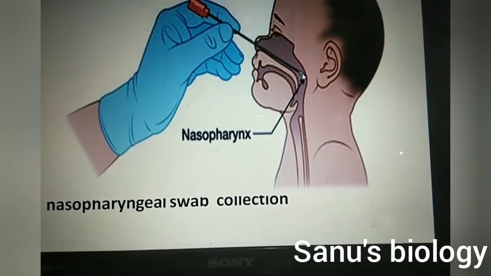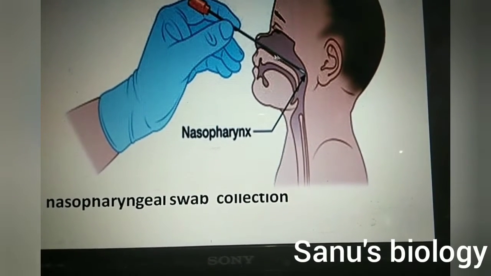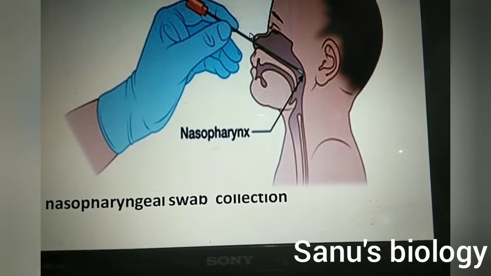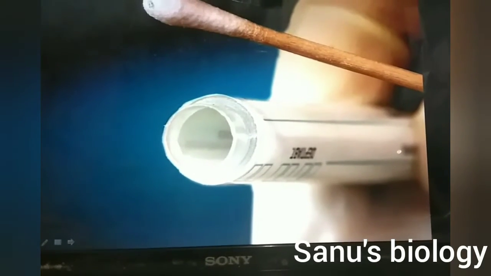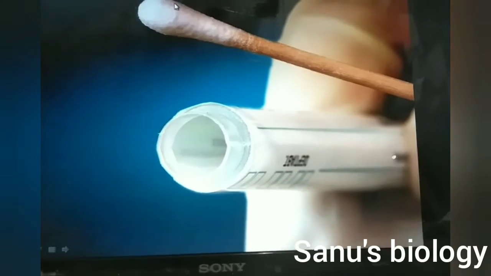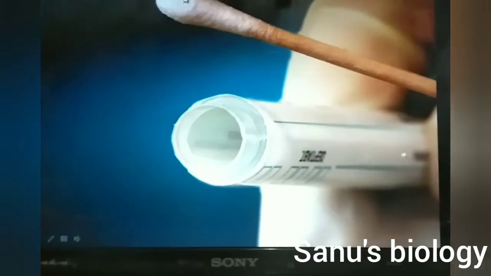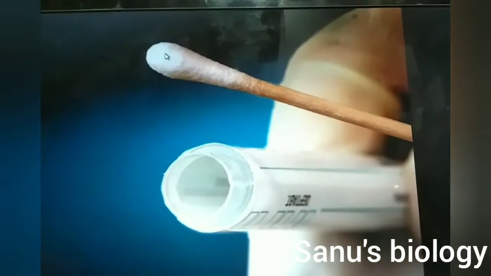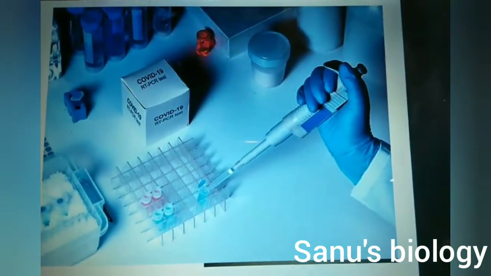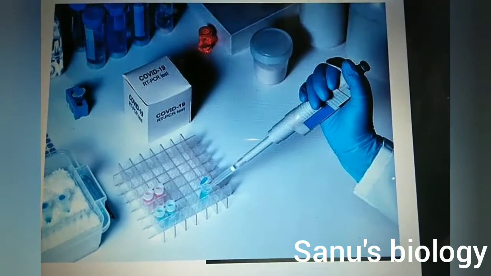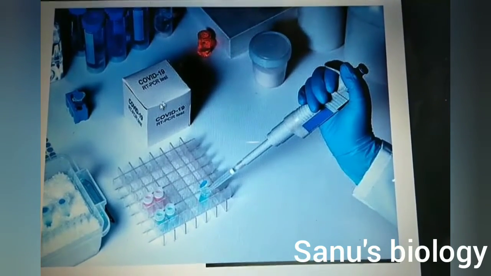We insert the swab in this direction from the nose and collect the sample. This swab contains many droplets, and in these droplets many viruses are present. So we extract the mRNA from those viruses and we start the procedure of RT-PCR.